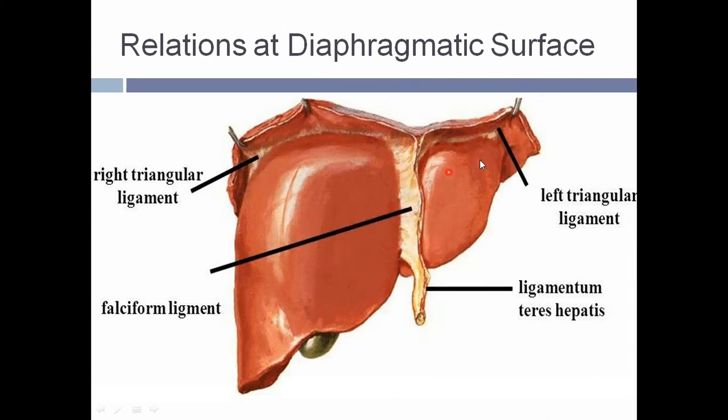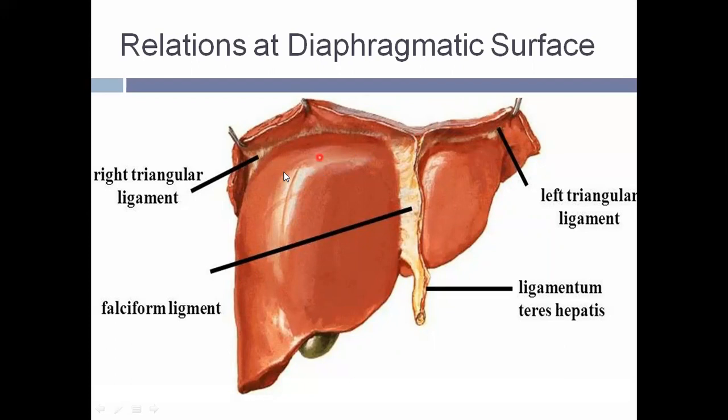One is the superior surface. Sorry, this is the superior surface, this is the anterior surface, and this is the right lateral surface. So first, this is the superior surface, right? The superior surface has a convex right and convex left part. These parts fit into the dome that is made by the diaphragm.